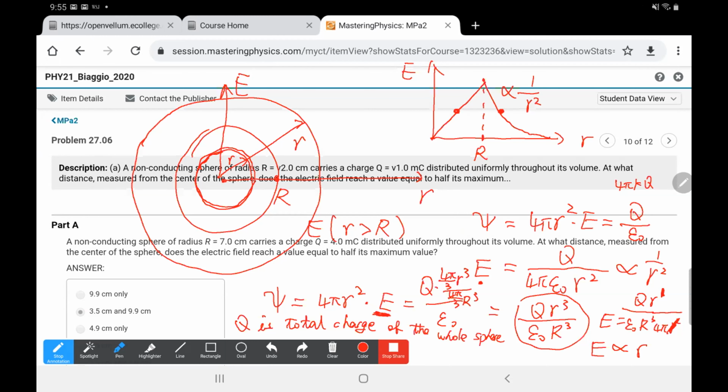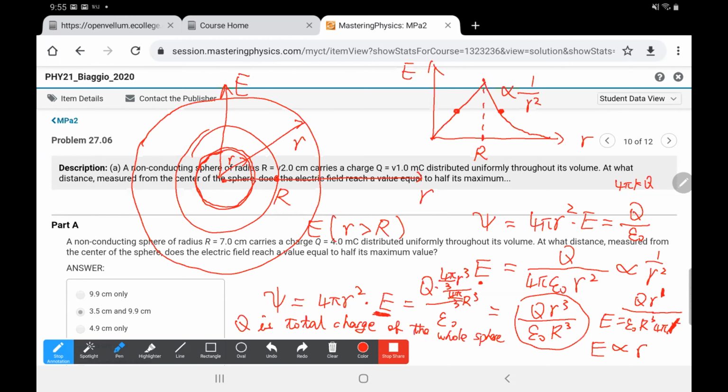Okay, this is the solution for this question. And I think this is very important. And we have a similar problem in the exam. So you need to know how to sketch a sphere to calculate the electric field for the sphere. And this is for the Mastering Physics.